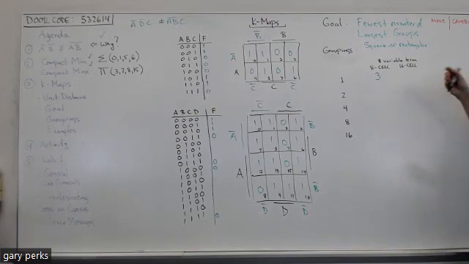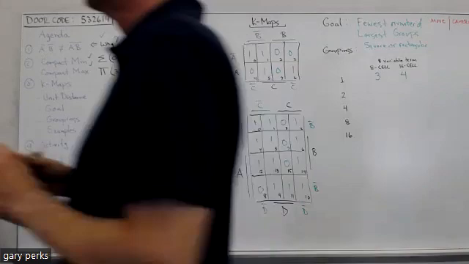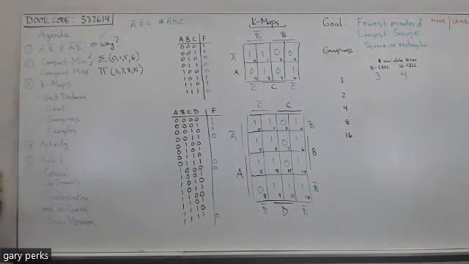If it's a 16-cell, and we just do one grouping, it's going to give us a term that has 4 variables. So this is all the pattern. 2 to the third equals 8, so the 8-cell is going to have 3 variables.